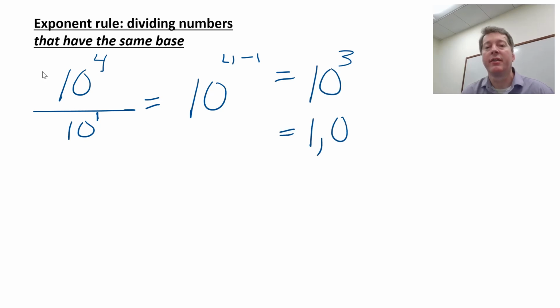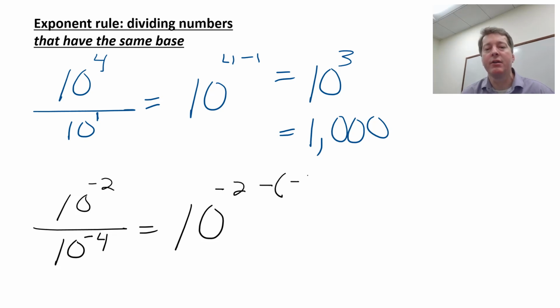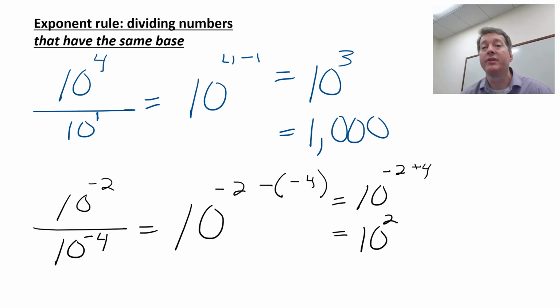This is what? This is 1,000. Suppose I had 10 to the negative 2 divided by 10 to the negative 4. Well, we're going to subtract exponents, so that is 10 to the negative 2 minus a negative 4. Well, you may recall minus a minus is plus, so that's the same thing as 10 to the negative 2 plus 4. That's the same thing as 10 squared, 10 raised to the power of 2.